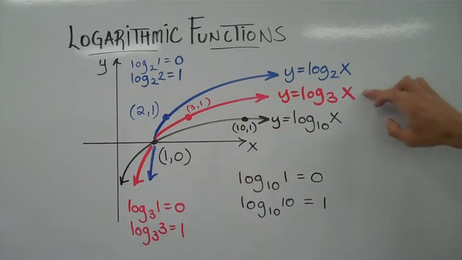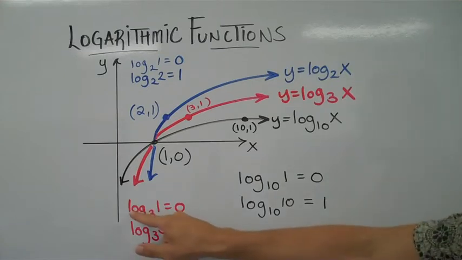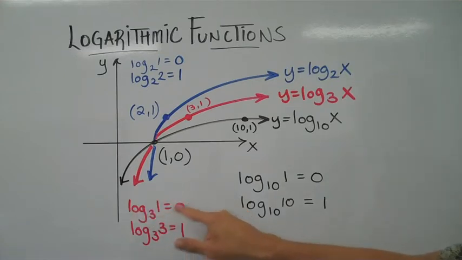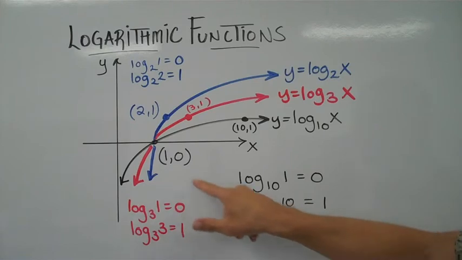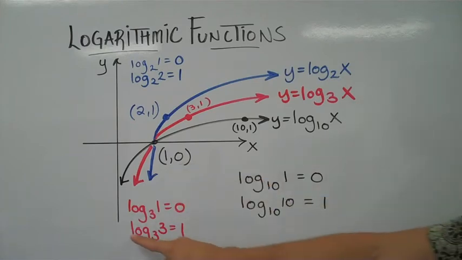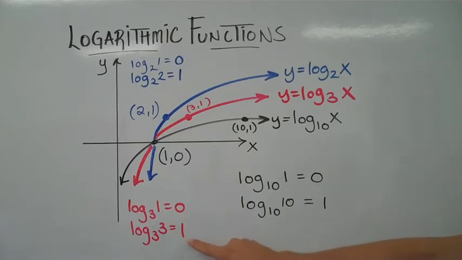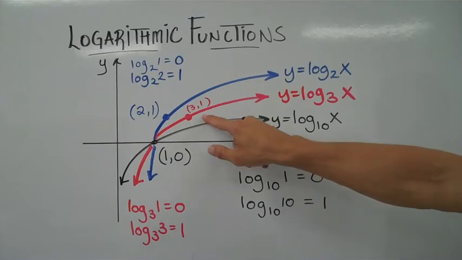Similarly, for the red graph, y equals log base 3 of x, log base 3 of 1 is 0 because 3 to the 0 equals 1, so my point is (1, 0). It goes through (1, 0). And log base 3 of 3 is 3 to what power gives me 3? 3 to the 1. So 3 and 1 are my x and y, and I go through (3, 1).